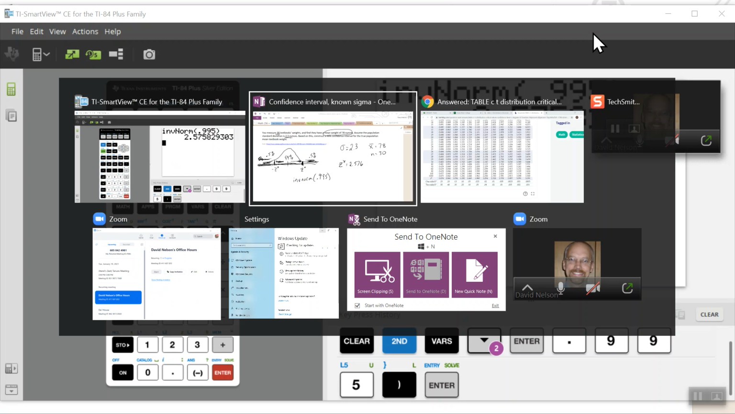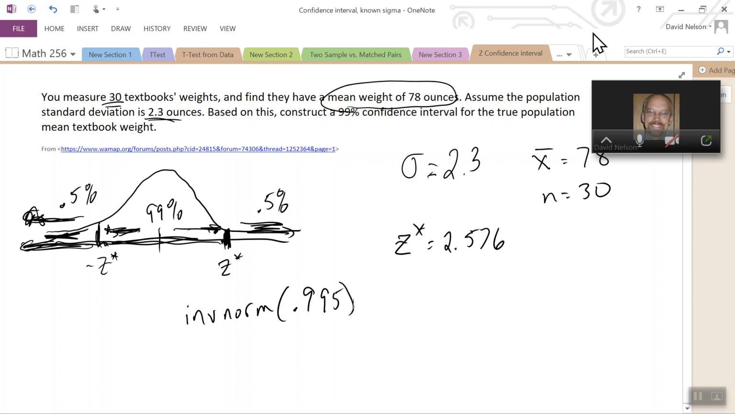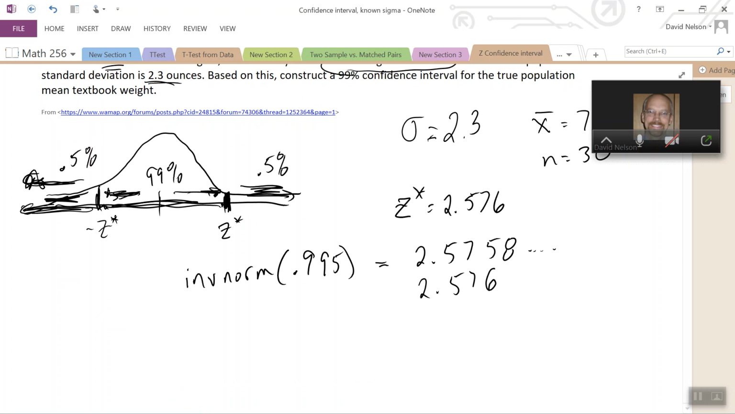So that's going to be our z-star. We should get 2.5758 something something something. It rounds to 2.576, the same if we go to the same accuracy that the table does. Okay, and so then we can make our estimate.